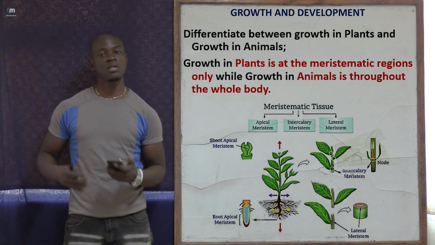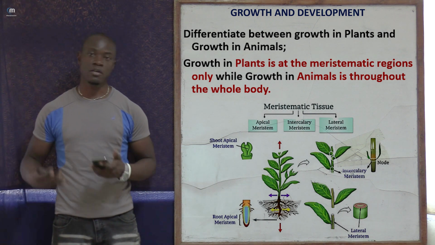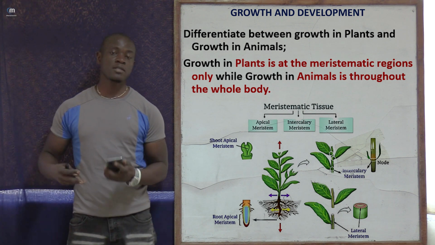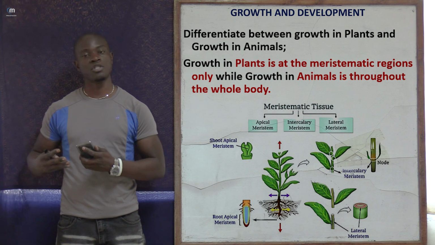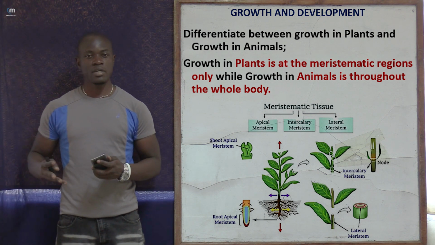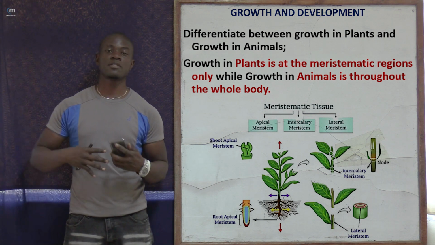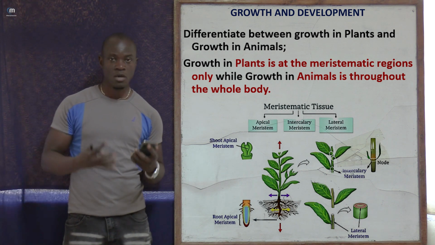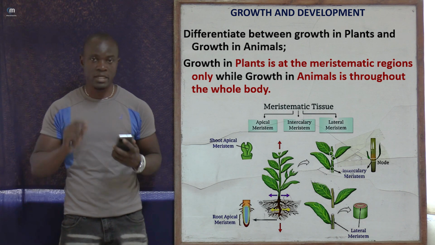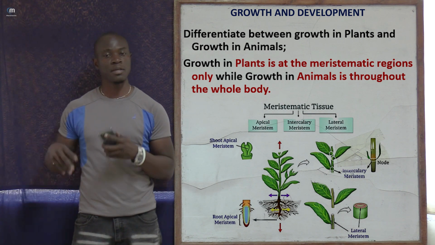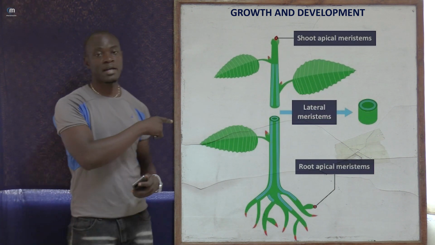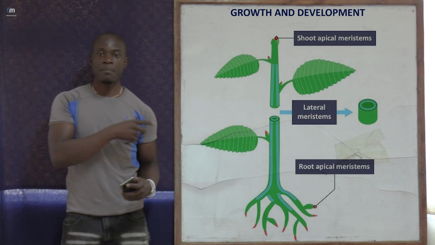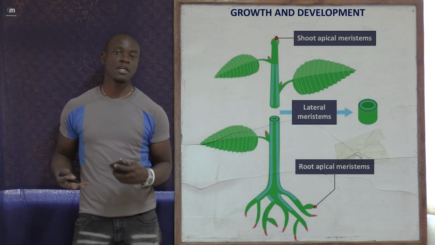The next question is asking, differentiate between growth in plants and animals. What's the difference between growth in plants and growth in animals? First of all, growth in plants only happens in regions called the meristems. In animals, growth takes place throughout the whole organism, while in plants, growth only occurs in the meristems. As you can see in this diagram, we have the apical meristems, and apart from that, the lateral meristem.